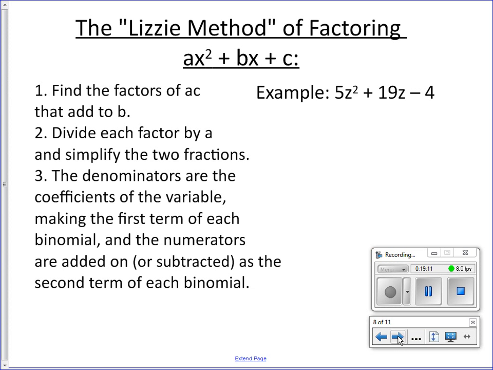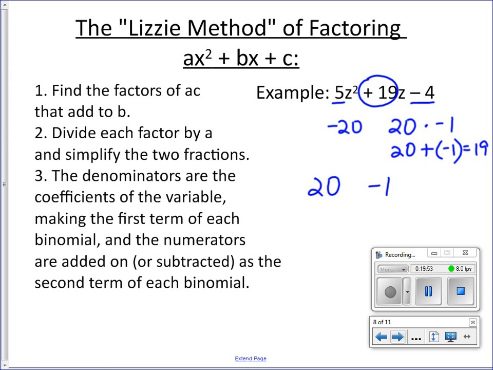Find the factors of AC that add up to B. Okay, so this is the same step. A is 5, C is negative 4. 5 times negative 4 is negative 20. So you want factors of negative 20 that add up to a positive 19. That's pretty easy. 20 times negative 1 would give you negative 20, but 20 plus negative 1 would give you the 19 that we want in the middle. All right, so we have factors of 20 and negative 1.